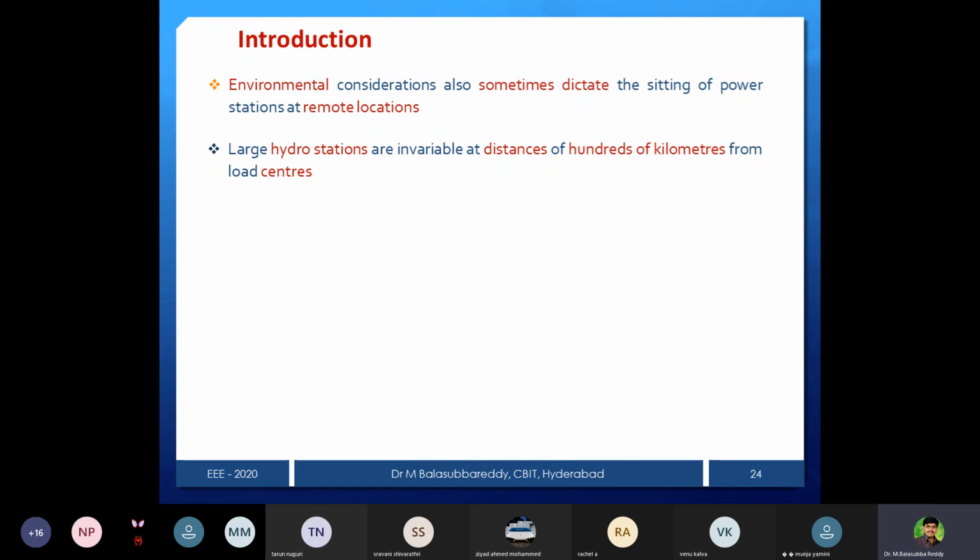Large hydro stations are invariably hundreds of kilometers from the load center, because they cannot be installed wherever you wish. For a hydro plant we require many considerations: the availability of water, dam construction, and so many other factors. That's why load centers are generally far away from generating stations, at huge distances.